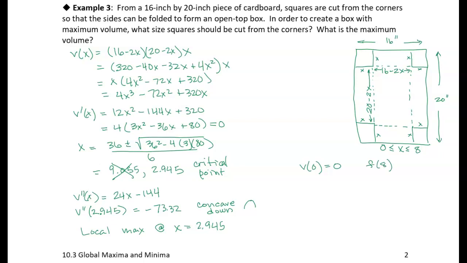F of 8, okay, now you're cutting everything away. But if I plug that back into my volume function, I get 0. So that means that, again, I'm using f. I'm meant to use V, because V is the function. So V, the volume when our cutaway piece is 2.945, gives me a volume of 420.11 square inches.